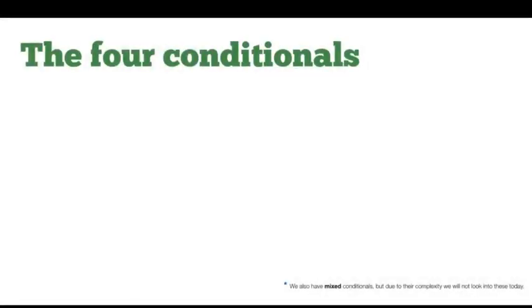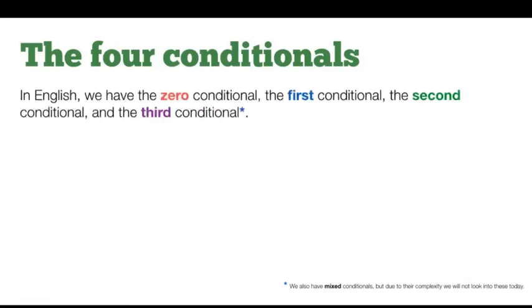So let's remind ourselves of the conditionals. In English, we have four conditionals. We have the zero conditional, the first conditional, the second conditional, and the third conditional. As you can see down at the bottom there, we also have mixed conditionals, but those are pretty complex, so we're not going to focus on those today, maybe in a future lecture. Let's remind ourselves of how each conditional is used and why each conditional is used.